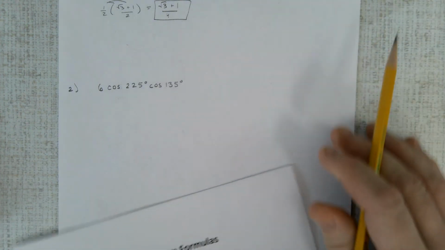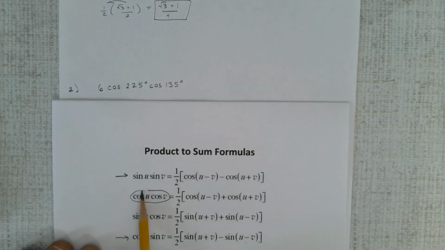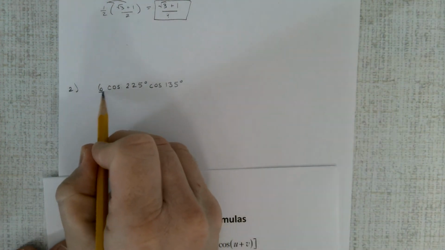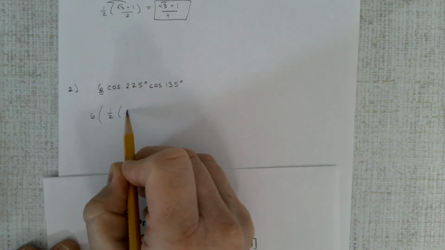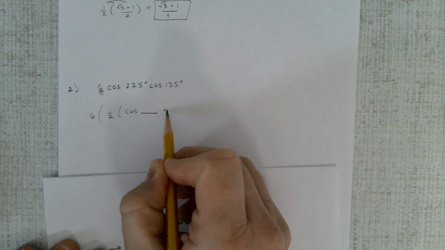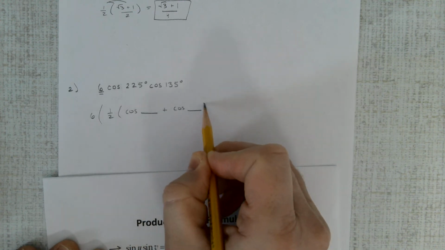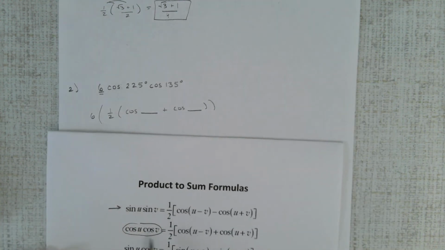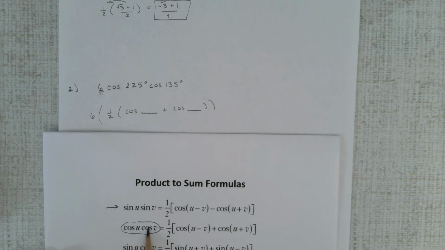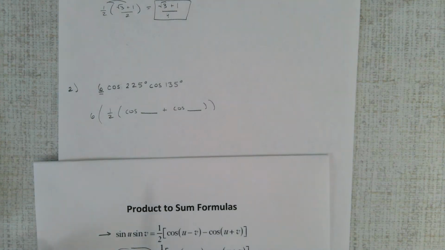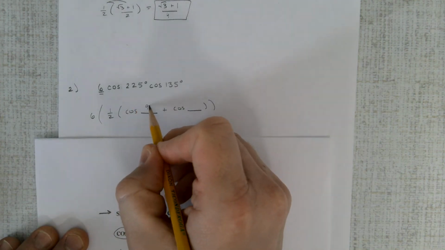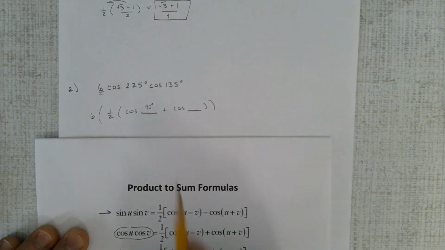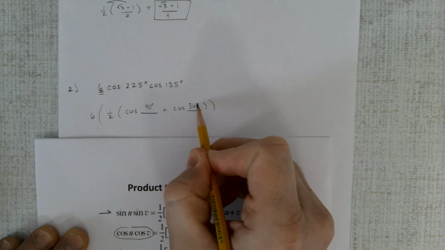Alright, number 2. Same thing. We have another cosine. So I'm going to set it up the same way, but don't forget about the 6. We have 1/2 cosine of something plus cosine of something. Let me go ahead and check that formula. Cosine means cosine plus. Alright. Let's go ahead and first I subtract them, and if I subtract them I have 90 degrees, and if I add them I have 360 degrees.